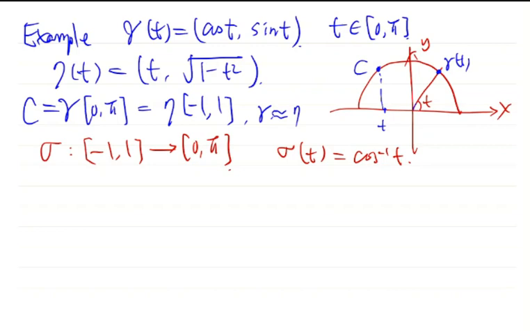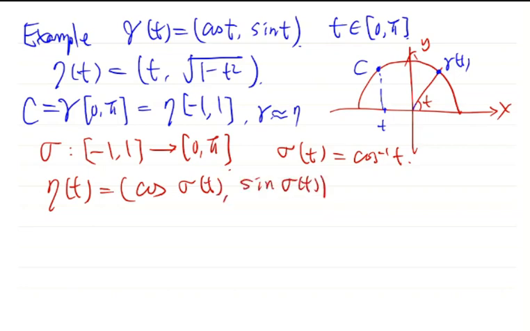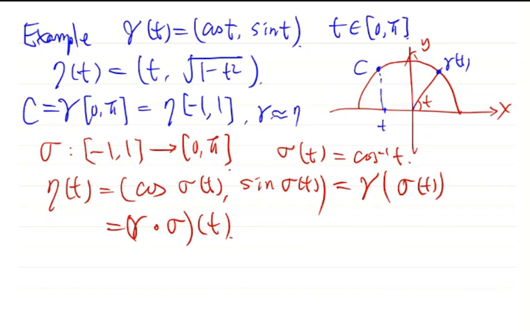Then eta(t) is (cosine of sigma(t), sine of sigma(t)). That is precisely gamma(sigma(t)). Therefore, eta is gamma composed with sigma. So this shows us that equivalent curves represent the same path in the space.